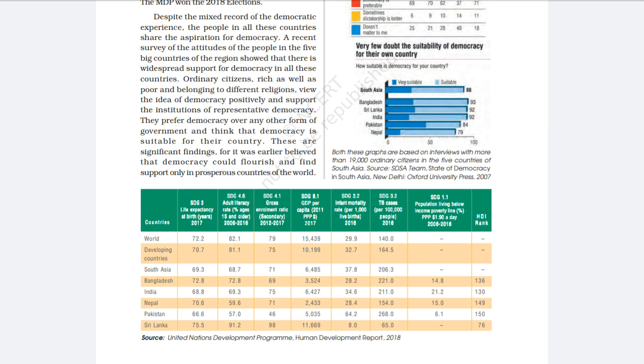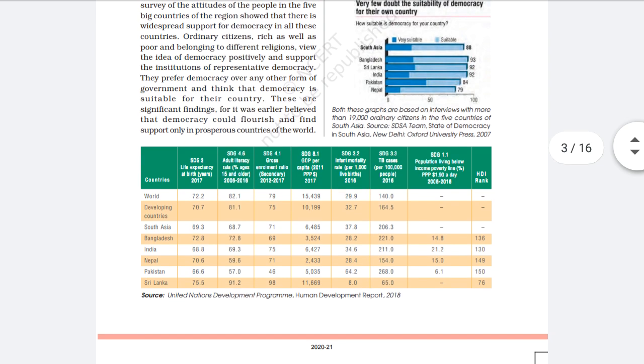Despite the mixed records of democratic experience, the people in these countries share the aspirations of democracy. Despite the mixed records of democratic and sometimes military rule in Pakistan and Bangladesh, and king rule in Nepal and Bhutan, when a survey took place, the people of this region, whether poor or rich, literate or illiterate, young or old, all opted for the democratic system, and they voted for it and considered democracy the best form of government.